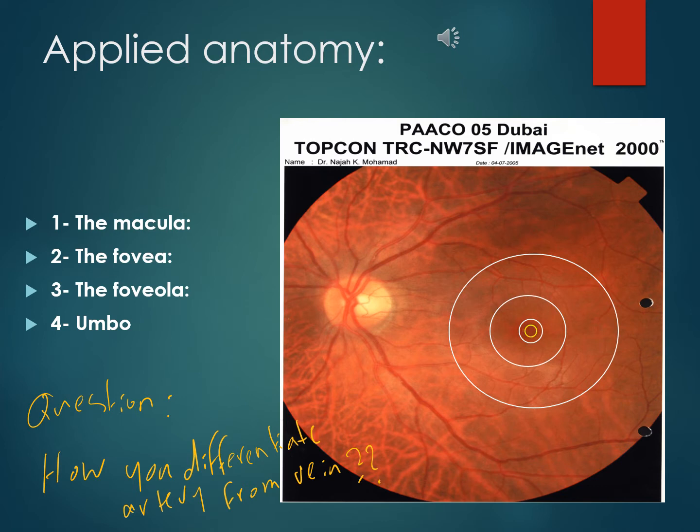And now the applied anatomy. After we studied the histology and physiology, let us know the clinical importance. This is a fundus photography. Fundus photography shows us the macula, fovea, foveola, optic disc, and retinal vessels, artery and vein. Let us take each one alone.